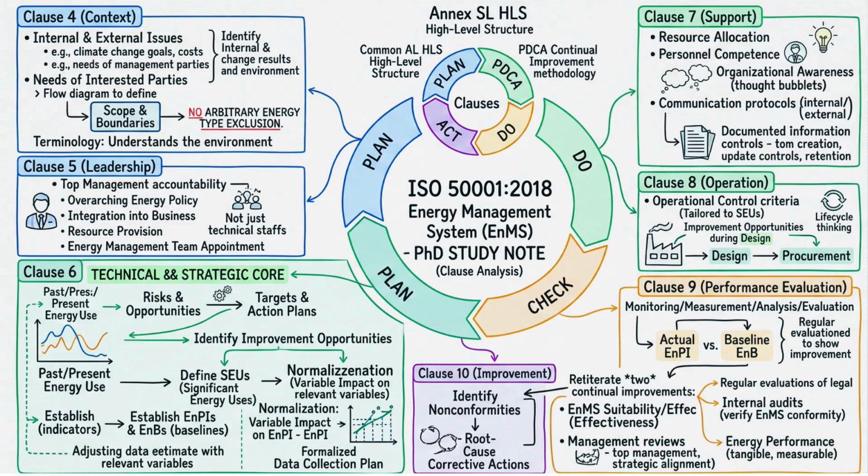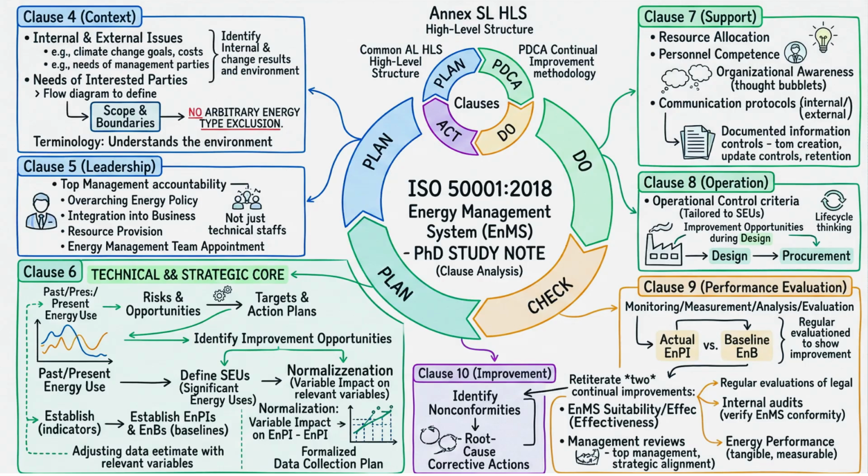Now, clause 8, operation, follows immediately. This section stresses operational control criteria, tailored specifically to the significant energy uses, or SEUs, which we identified in clause 6. It introduces life cycle thinking and improvement opportunities during design and procurement stages. The flow, design then procurement, is highlighted to ensure energy performance is considered right from the earliest stages of any new process, equipment, or facility.